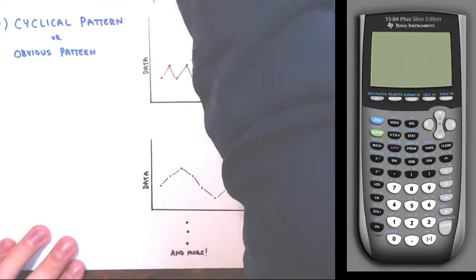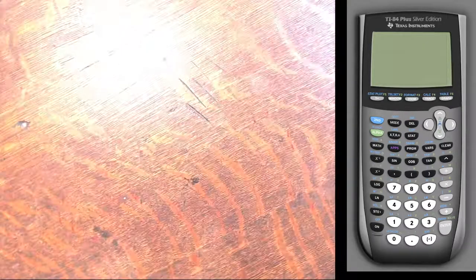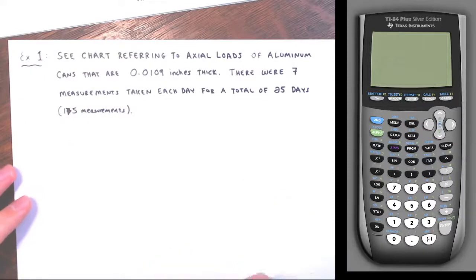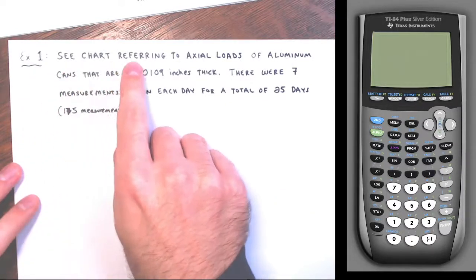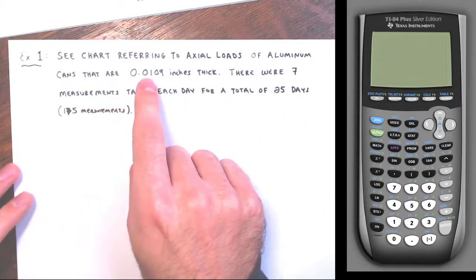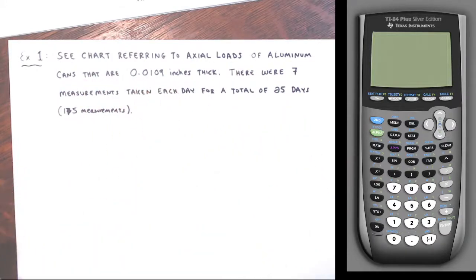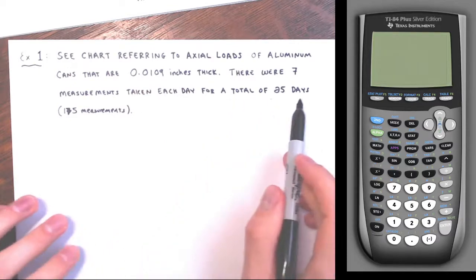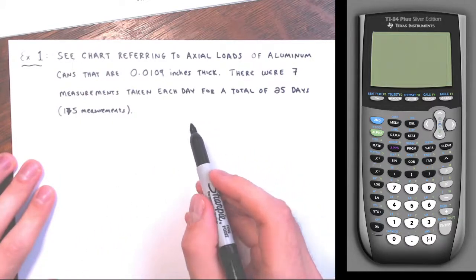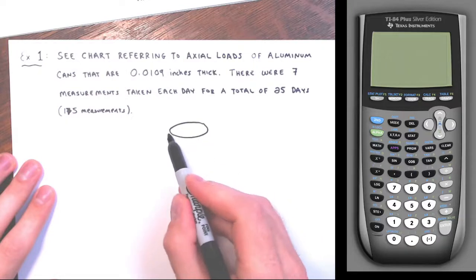All right. So I just have one example of this. It says example 1. There's no example 2. Right. So see the chart referring to axial loads of aluminum cans that are, say 0.0109 inches thick. There were 7 measurements taken each day for a total of 25 days. So that's a total of 175 measurements. All right, so we're talking about aluminum cans.